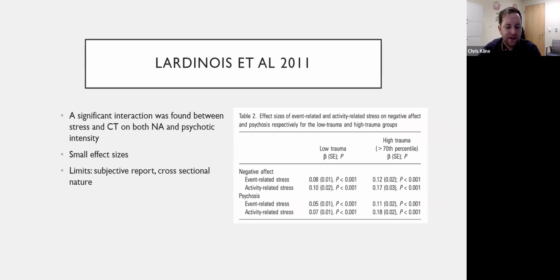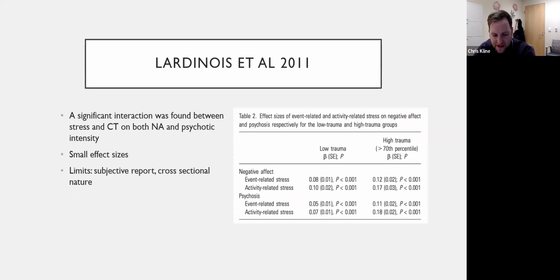So for this table, the cohort was divided into high trauma groups and low trauma groups. And they looked to see if stress predicted negative affect and psychosis symptoms. And they found a significant interaction between activity and event-related stress and trauma in the model predicting negative affect. And they found similar results when they were looking for an interaction between childhood trauma and stress in the model predicting psychosis. So the main takeaways here being that there was an interaction between stress sensitivity and childhood trauma on both the development of negative affective symptoms and psychosis symptoms.